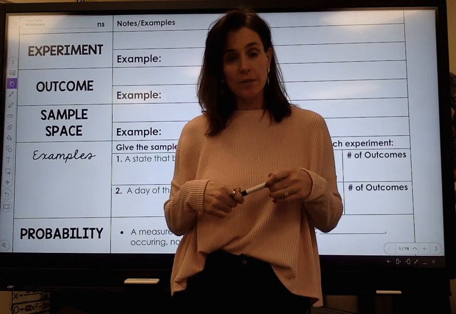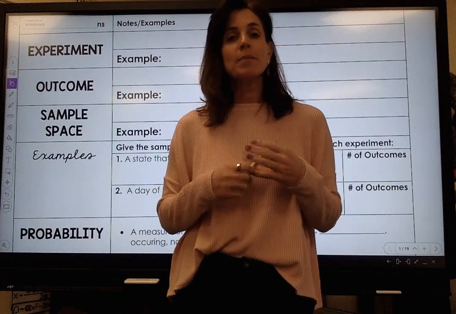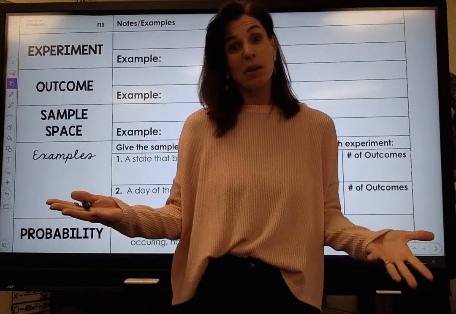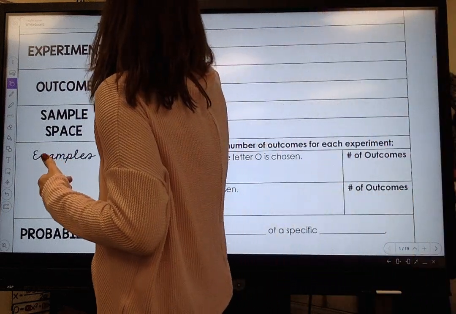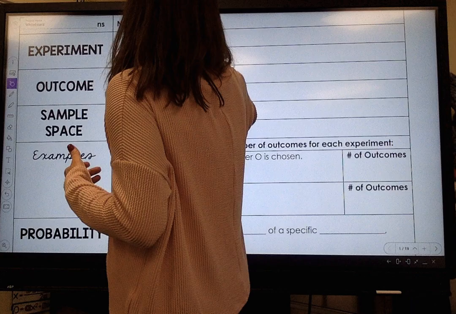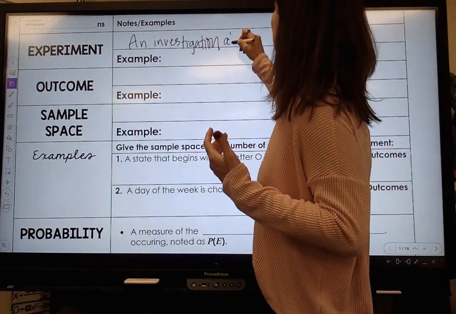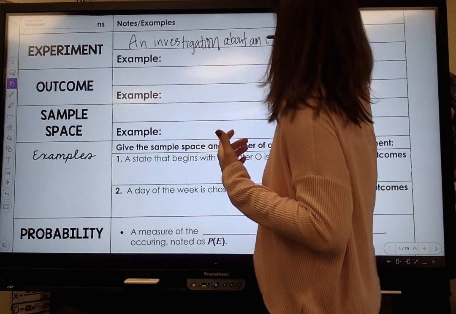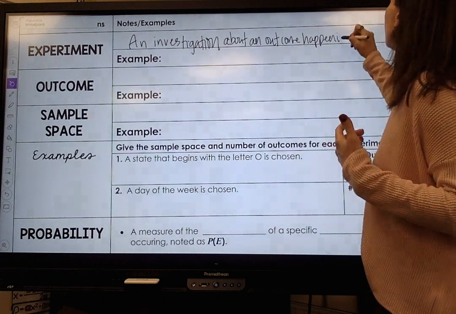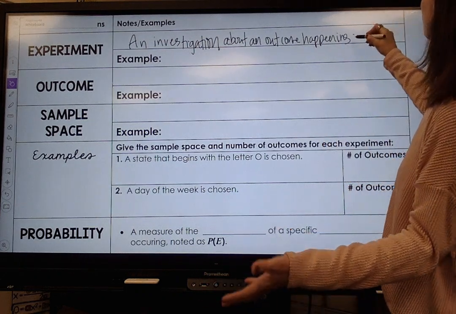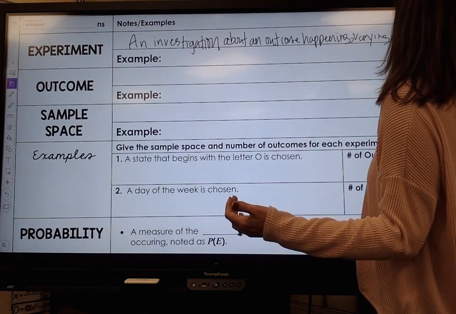As we start our new unit of statistics, the first concept that we're going to talk about is simple probability. Simple probability is based on an experiment. So what is an experiment? It is an investigation about an outcome happening. And so we can say it's going to have varying results. And you've seen this in science when you've conducted experiments before.